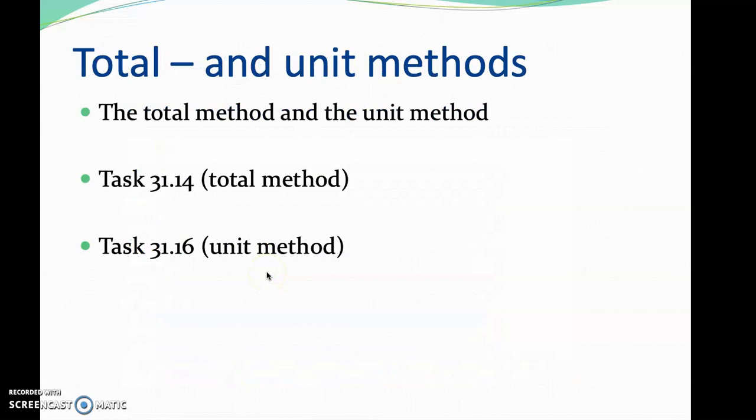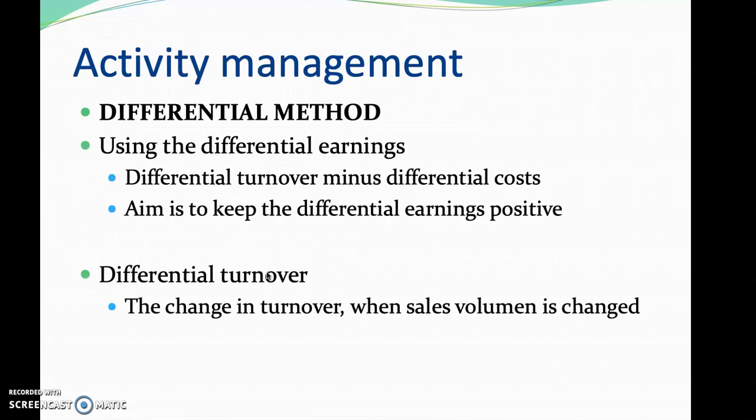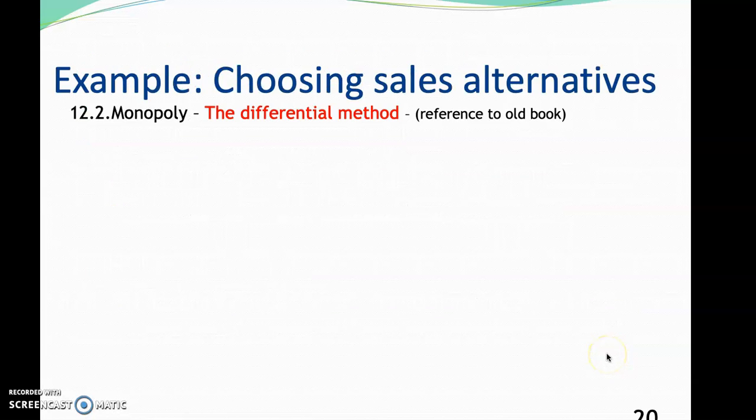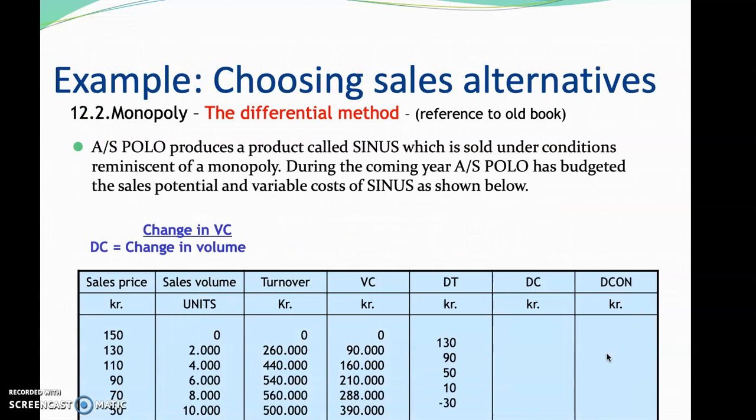Then we have the differential method, using the differential earning: differential turnover minus differential cost. The aim is to keep differential earnings positive. Differential turnover is the change in turnover when sales volume is changed. So the differential contribution, as we see here, again, we then see when it goes into negative here.